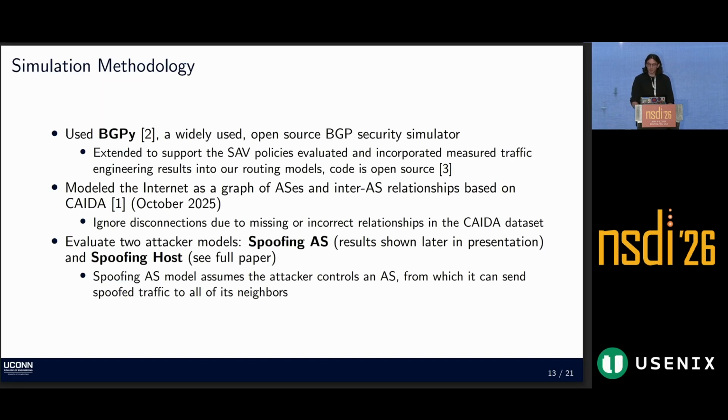For our simulations, we use BGPy, a widely used open source BGP security simulator, and we extended it to support the policies we evaluate, incorporate the measurement results as just discussed, and track our specific metrics. We have made our extension open source, and you can find the GitHub link at the end of this presentation. We model the internet as a directed graph of ASs and use the CAIDA dataset to determine inter-AS relationships.